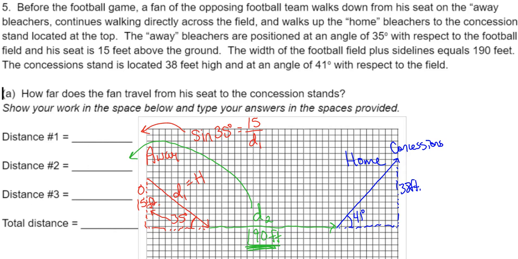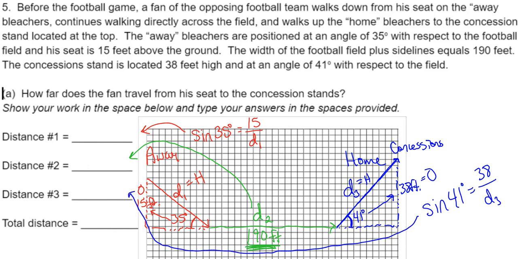The only other thing that we're going to have to do is calculate the distance up the bleachers, this blue line over here, up to the concession stand. Again, we're given the angle, and we're given the value opposite the angle. So our opposite side is 38 feet, and we're looking for the hypotenuse, which is our D3. Since we're given the opposite and looking for the hypotenuse, we use our sine function. So sine of 41 degrees is equal to the opposite side, 38 feet, over the hypotenuse, our D3. Once you calculate it, that will go right there.